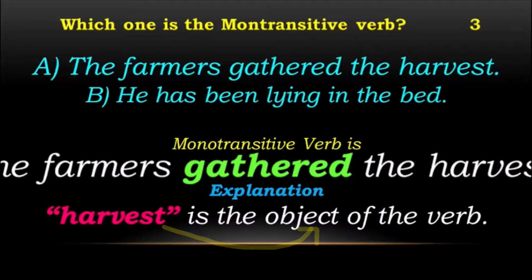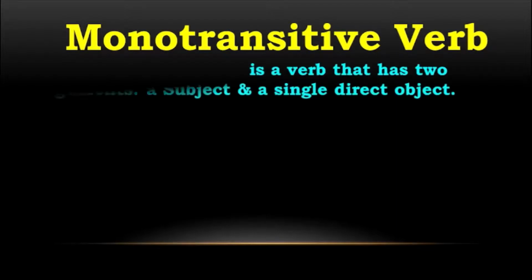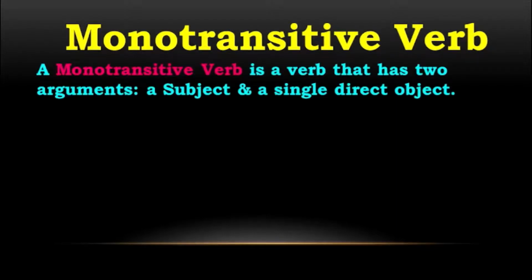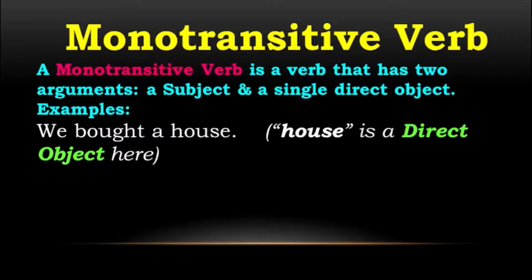Farmers gathered the harvest. What is a monotransitive verb? A monotransitive verb is a verb that has two arguments, a subject and a single direct object. For example, we bought a house. Here, a house is a direct object and bought is your monotransitive verb.